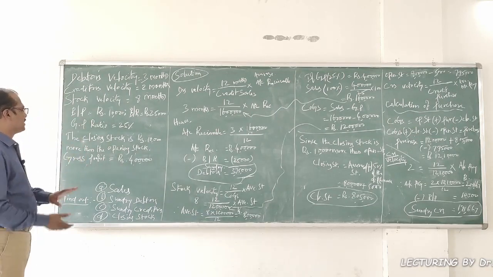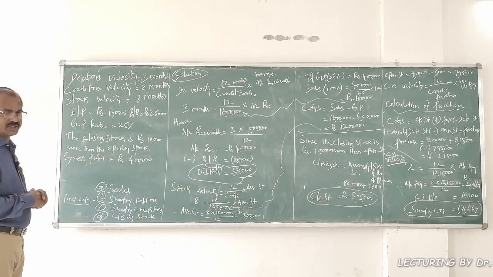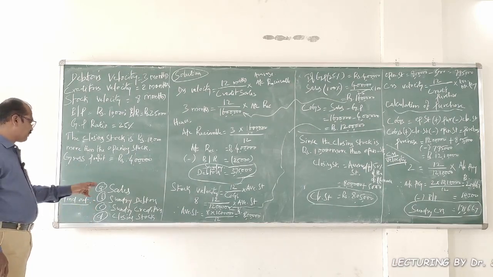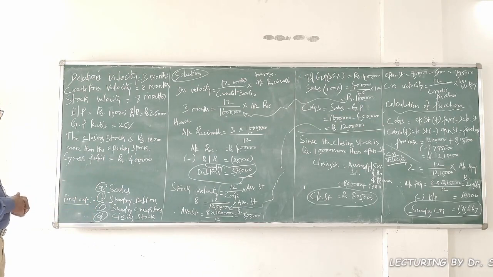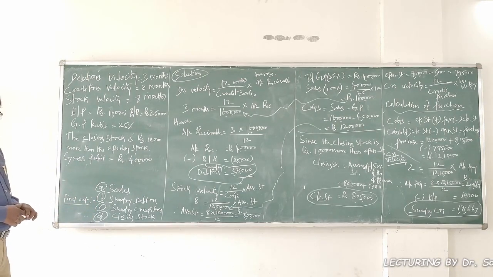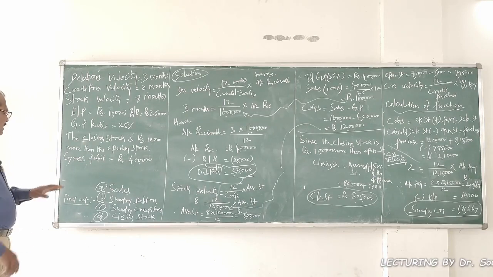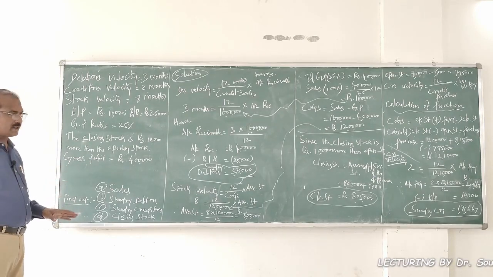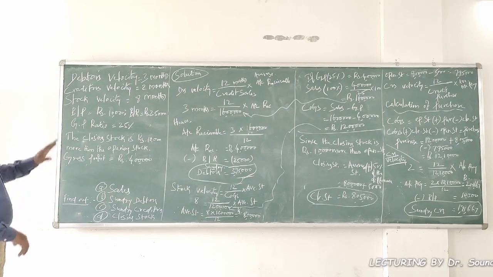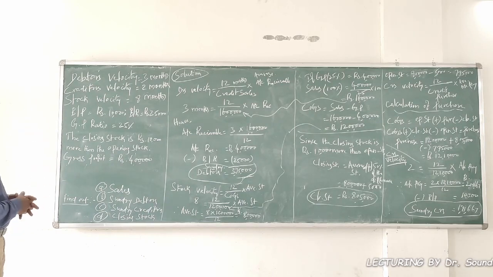These are all the information we are given with, based on which we need to calculate the 4 aspects. 1. Sales. 2. Sundry debtors. 3. Sundry creditors. And the 4th one is about closing stock. These 4 items are to be calculated based on this information. Fine. Regarding the ratios, we are given with the 3 ratios. Let's start with the debtors velocity.